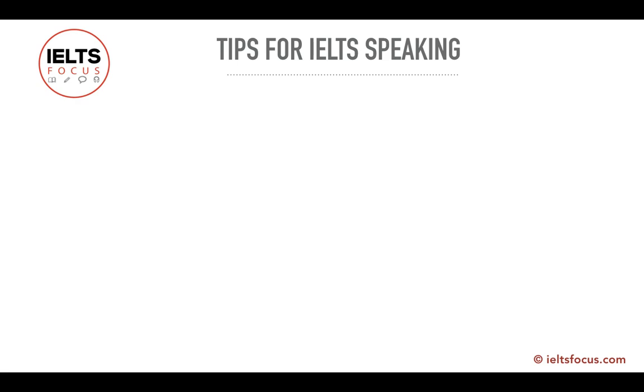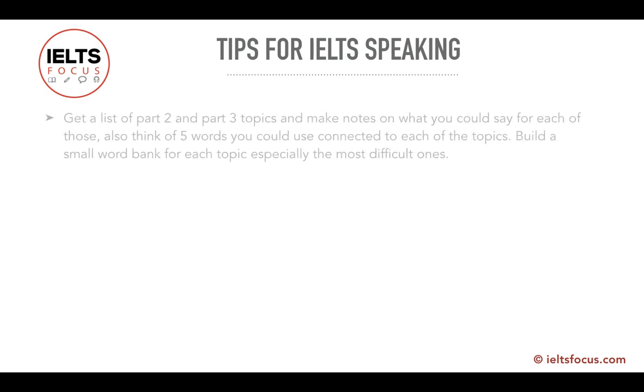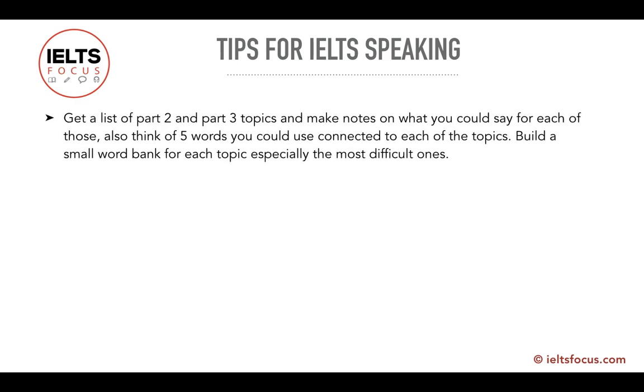So let's look at some tips now for IELTS speaking. Get a list of Part 2 and Part 3 topics. You can find these online, or you can find it in IELTS.org or British Council or some official IELTS books. You just find Part 2 and Part 3 topics and think about how you would give a talk. Make some notes on what you could say for each of those, and think of 5 words you could use connected to each of the topics.